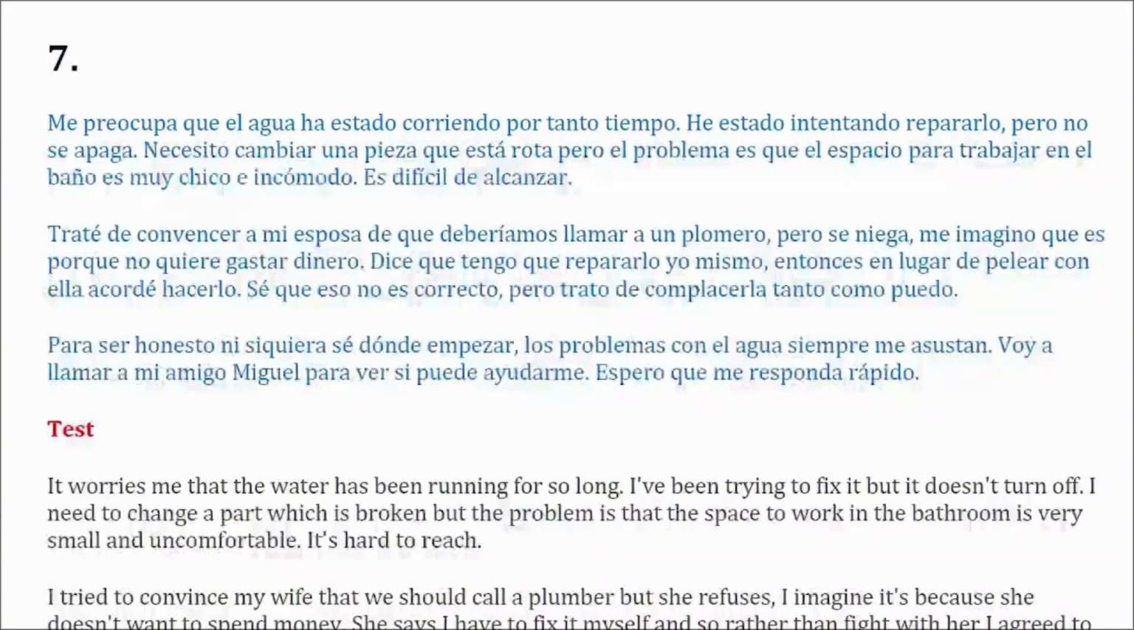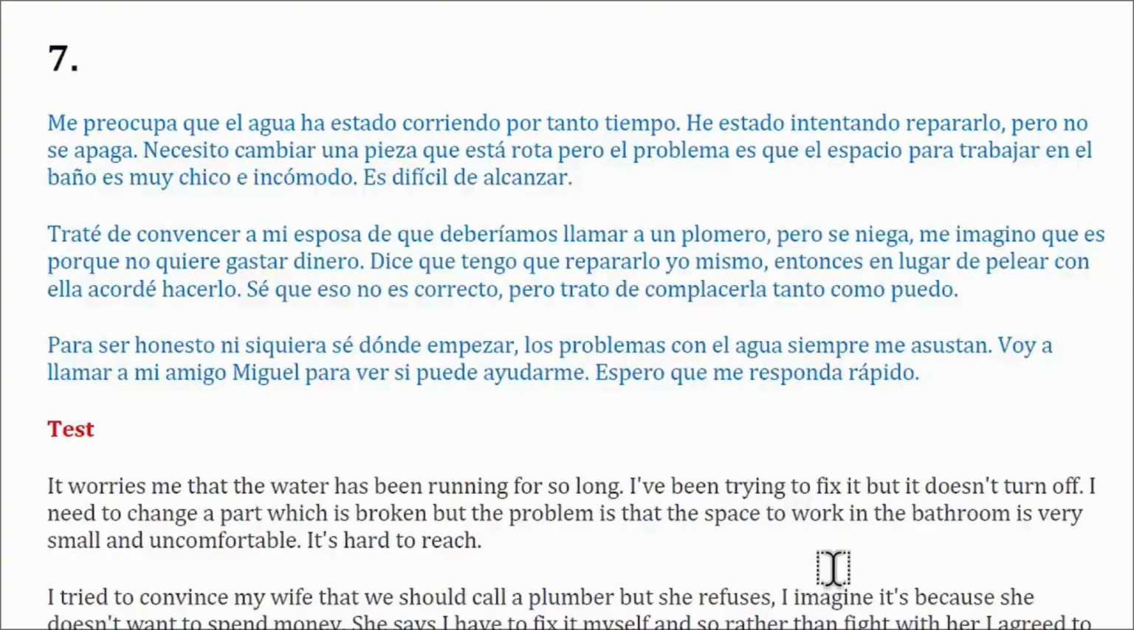In text number 7, we have me preocupa que el agua ha estado corriendo por tanto tiempo. So it worries me, preocupa. Then we have el agua and has been running. Ha estado corriendo for a long time, por tanto tiempo. Here we have the same structure again. He estado intentando. So I have been trying to. He estado intentando repararlo. I've been trying to fix it.